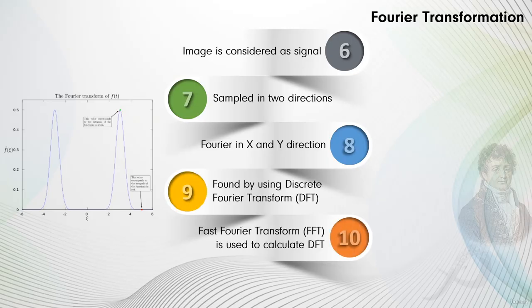The method used is DFT, and for getting DFT, the FFT method is used. FFT stands for Fast Fourier Transform. These are some of the operations which we just saw in image processing.